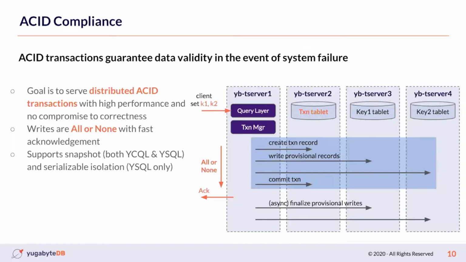Note that YugabyteDB supports snapshot isolation and serializable, right? YugabyteDB has two APIs. We'll talk about that a little later, but one of the APIs, YSQL, derived from PostgreSQL, supports both of these isolation levels, while the other API, YCQL, derived from Apache Cassandra, supports only the snapshot isolation level.